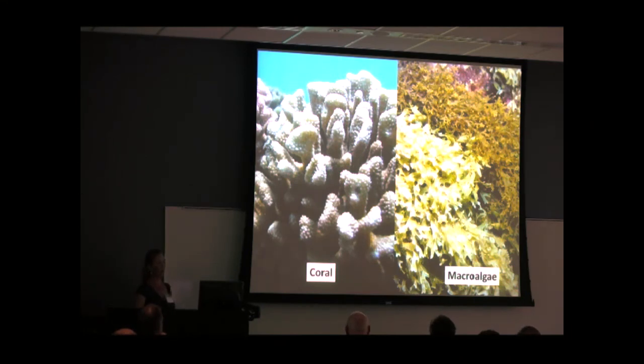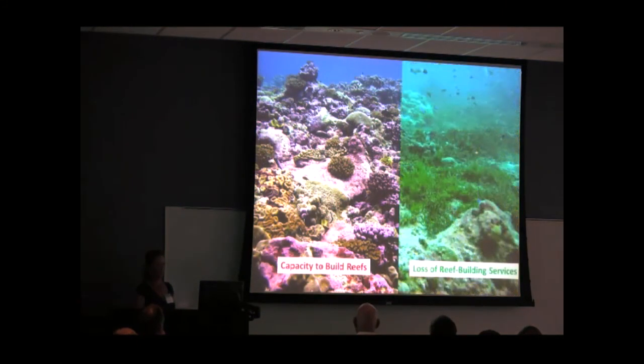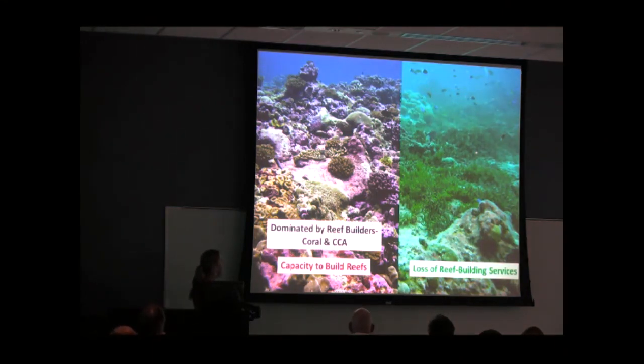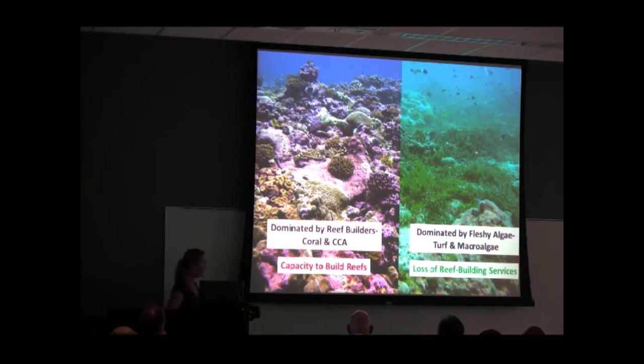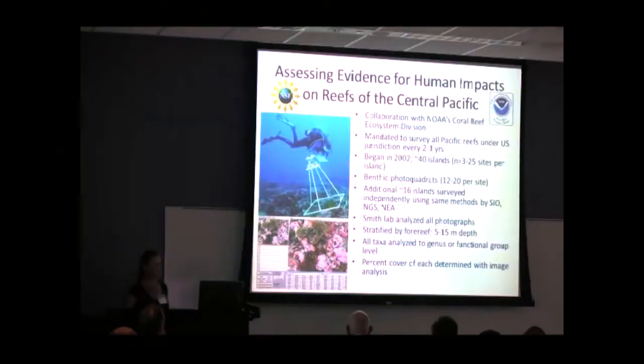Do we only care about coral cover and macroalgal cover? Or do we actually care about what the reef community looks like? Do we care about whether the reefs still have the capacity to build reefs, to build a calcium carbonate skeleton? Are they dominated by the reef builders, the reef-building calcifiers, coral and crustose coralline algae? Or are they dominated by fleshy algae, the turfs and the macroalgae? And I would argue that these two reef ecosystems are quite different and have different ecosystem services.